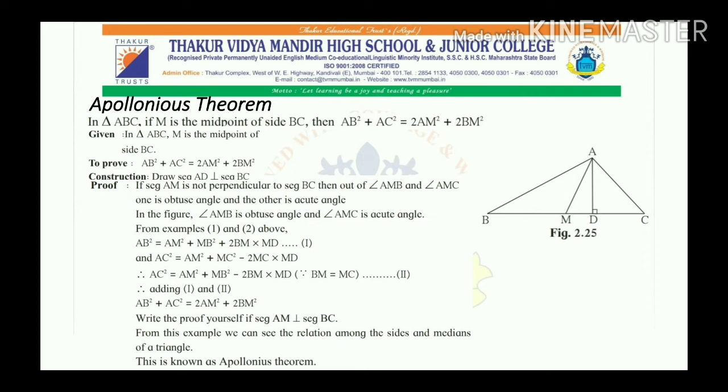And by adding these two, AB square and AC square, we get AB square plus AC square is equal to 2AM square plus 2BM square. And with this we can prove that the sum of squares of two sides of a triangle having a median is equal to twice the square of the median plus twice the square of half of the third side. This way we are proving Apollonius theorem.